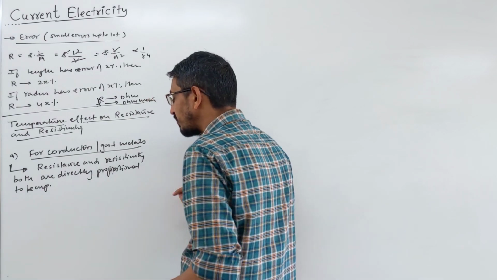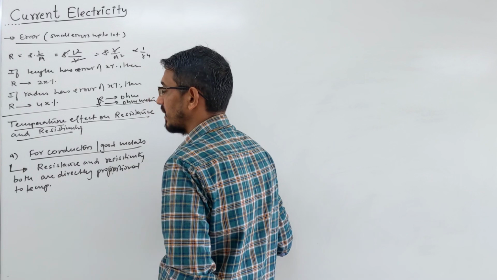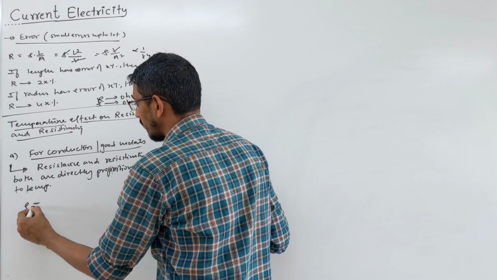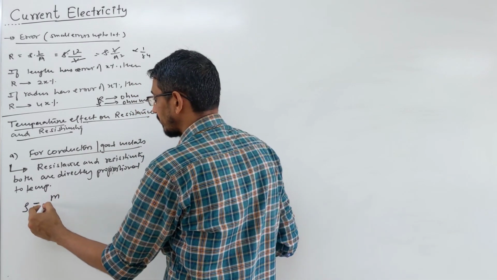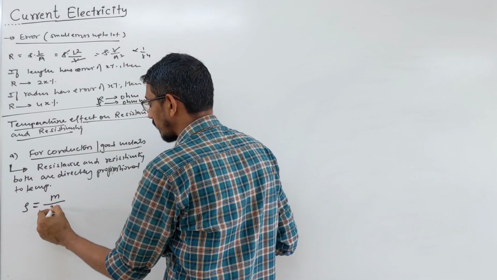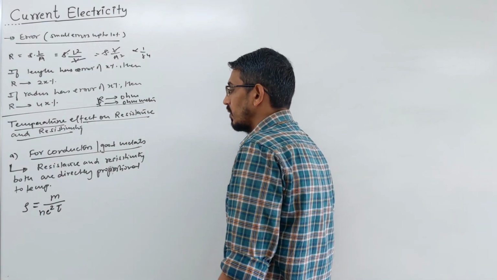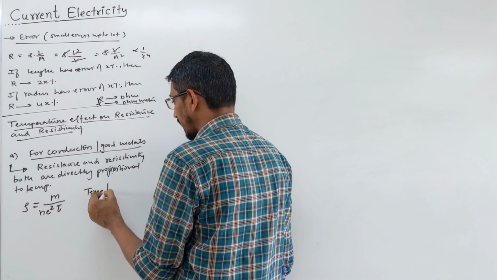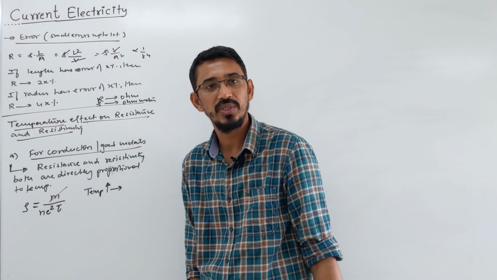Let's understand. First let me tell you why it is increasing. Let's write the resistivity formula, rho. What is the formula for rho? Watch carefully. m over n e square tau. That is the resistivity. So now temperature increases. When the temperature of the wire is increased, what happens? This is not changing. The mass of the electrons cannot change.